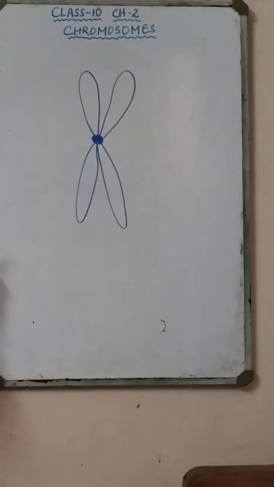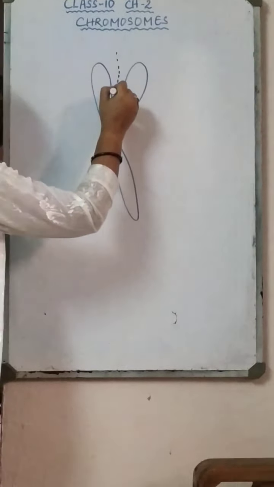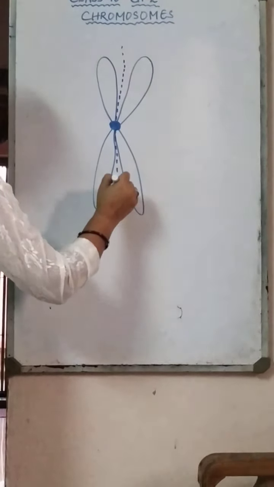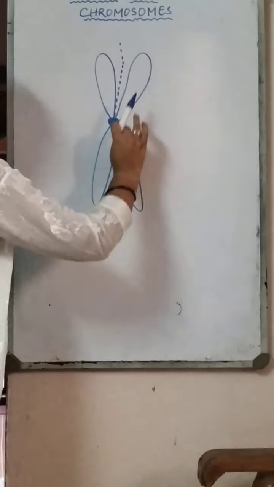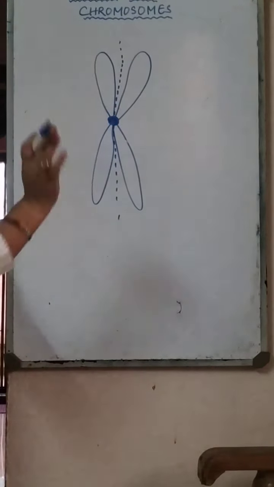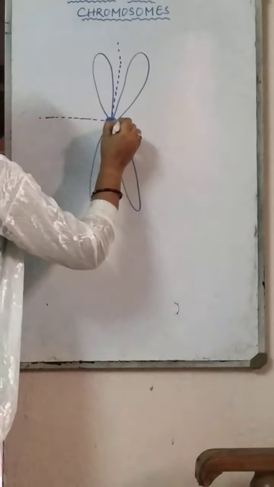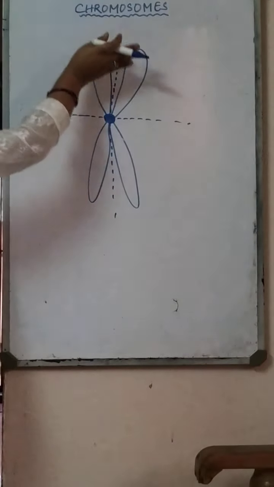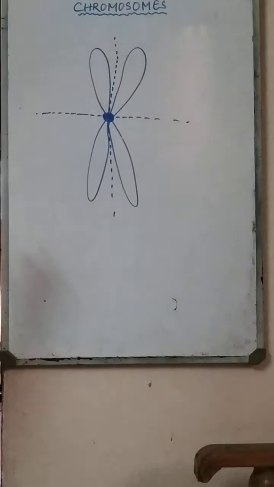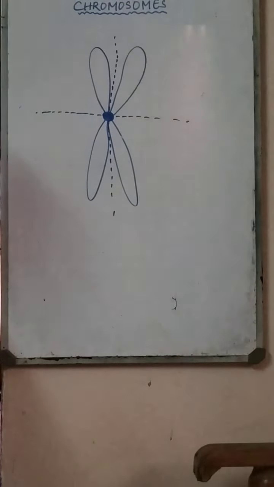A chromosome is made up of two sister chromatids. You can notice here I am drawing a line which will be separating. So on the right side is one sister chromatid and on the left side is one sister chromatid. If not vertically, horizontally it will also separate. You can see the upper side is one sister chromatid and the lower side is one sister chromatid. So a chromosome is made up of two sister chromatids.